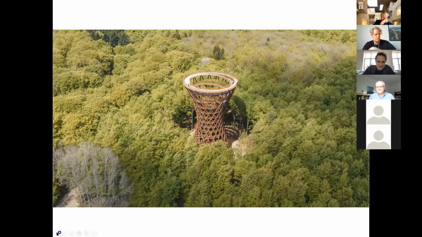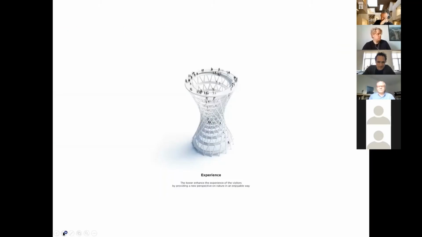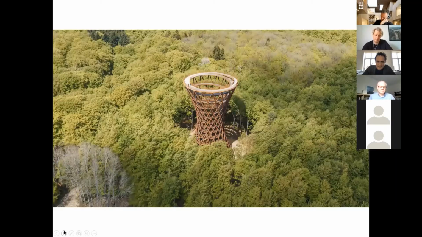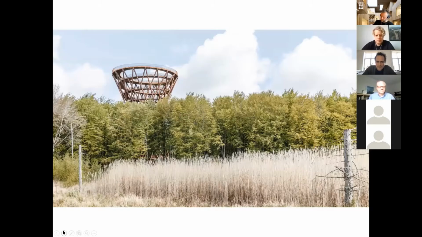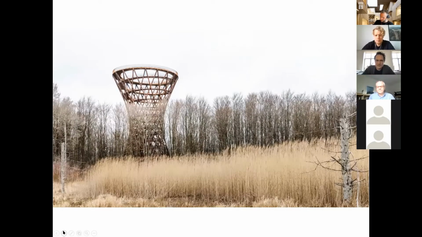And as you can see, if you jump back a little bit back and forth, this is the render from our design, and this is the actual image footage from the very place. And as you can see, it just sits there and pops out in the surrounding forest area. And this is when you experience it in the summertime compared to when you experience it during the autumn.